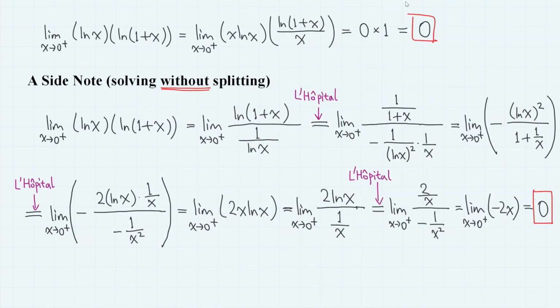A quick side note here. Without splitting, you can do it in the following way, changing the given function into ln(1 + x) divided by 1 over ln x and applying L'Hopital's rule. But it is clearly lengthier and more complicated, and it requires applying L'Hopital's rule 3 times compared to at most twice in the previous method. And that's the reason I chose the previous method as the main method to feature in this video.